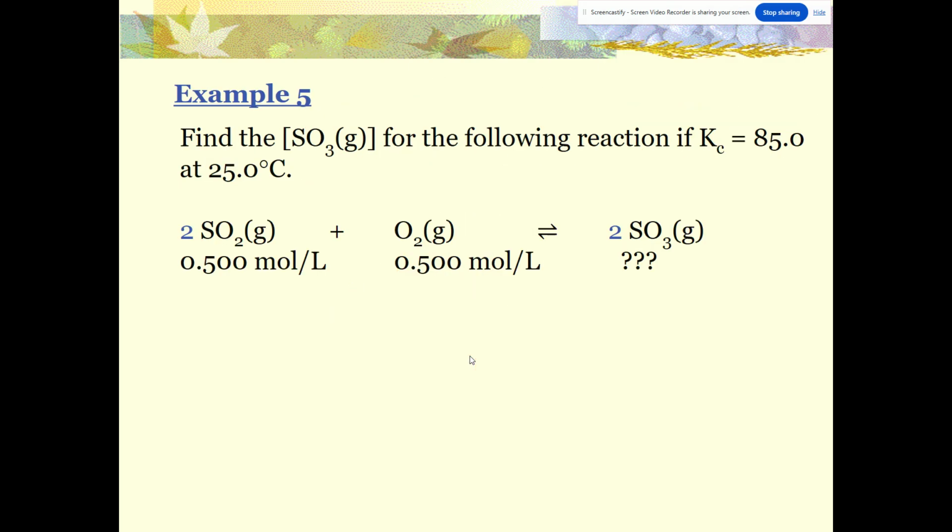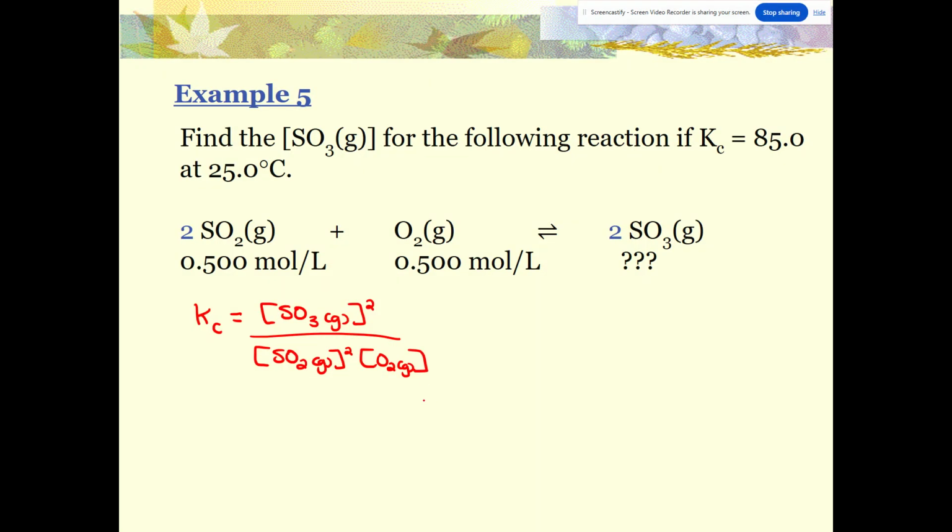Now, look at the following example. Find the concentration of the SO3 given the Kc. So I'm going to start by writing my Kc expression. These are all gases, so we can include them all. I have SO3, my products, raised to the exponent of 2 because of its balancing coefficient, over SO2, also raised to the exponent of 2 because of its balancing coefficient, times O2 gas.